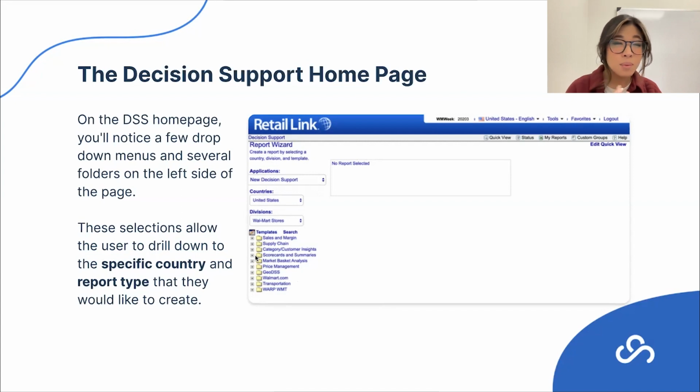You used to have a little bit more flexibility. So for example, you used to be able to pull Sam's Club data out of DSS. Walmart has since firewalled that data and you have to use an application called Madrid. So you're no longer able to access Sam's Club data from DSS. They still make it available on the dropdown. But again, 95% of you guys are probably just going to need US Walmart stores.